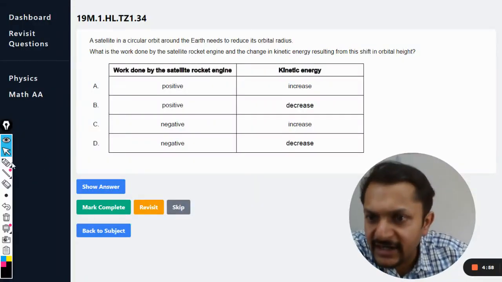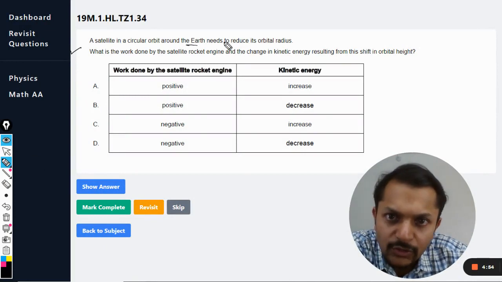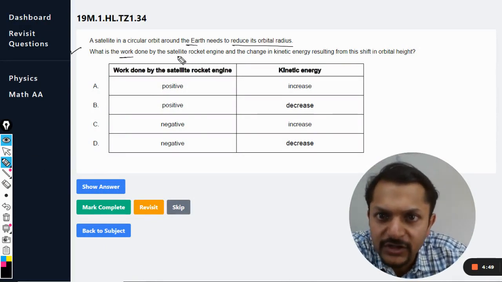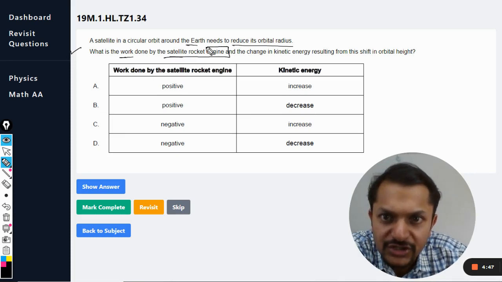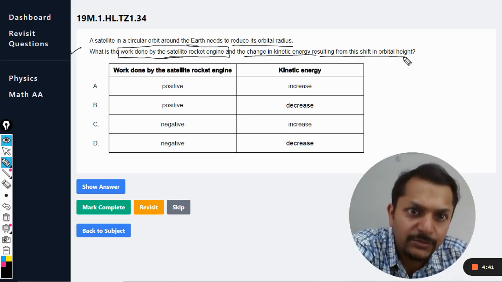Okay, dear students, let us read this statement and see what is there. A satellite in a circular orbit around the Earth needs to reduce its orbital radius. What is the work done by the satellite rocket engine? It is written, work done by engine. The change in kinetic energy resulting from the shift.